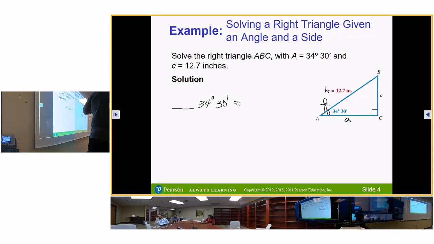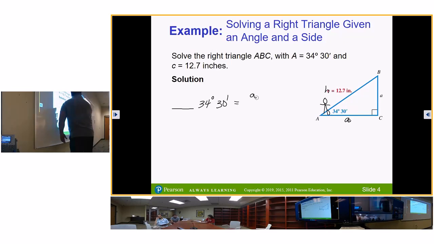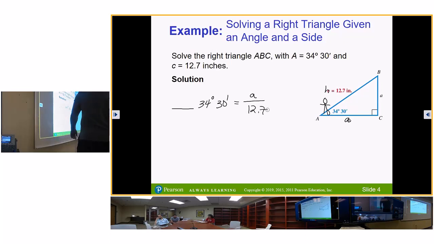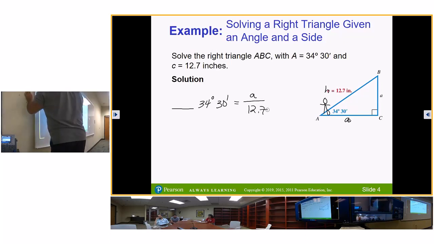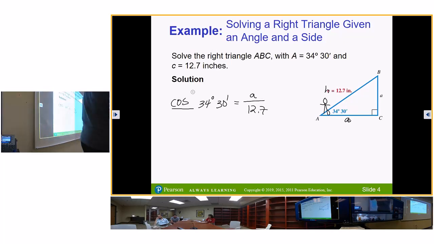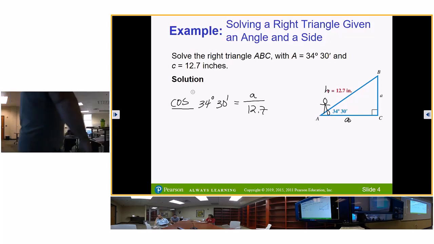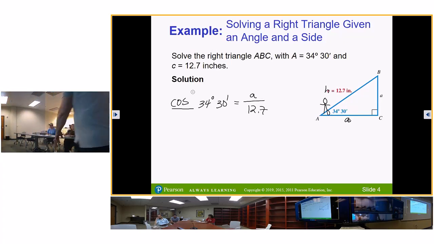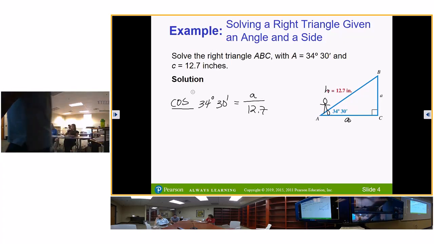Oscar had a hunk. So what is that? What is a hunk? I'm sorry. So now solve it algebraically. How do you solve it algebraically? Multiply both sides by 12.7.